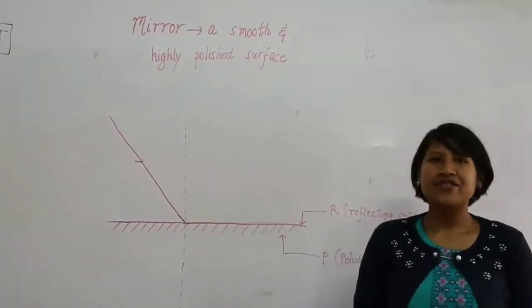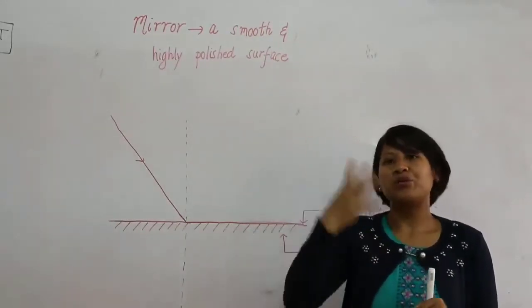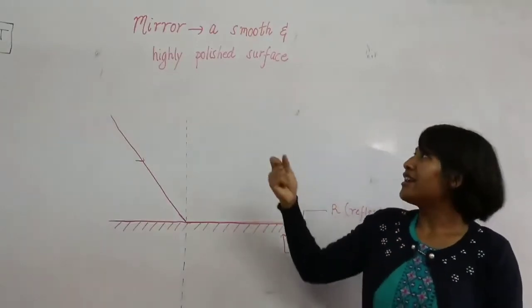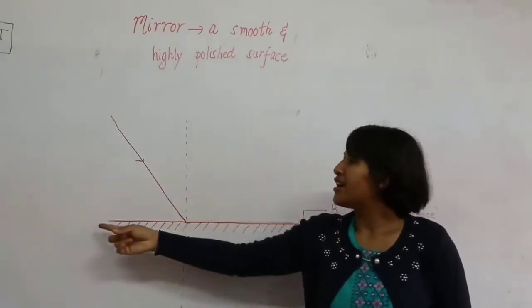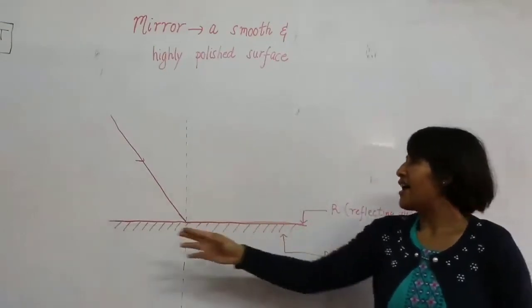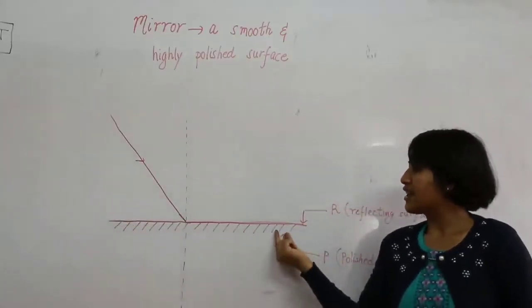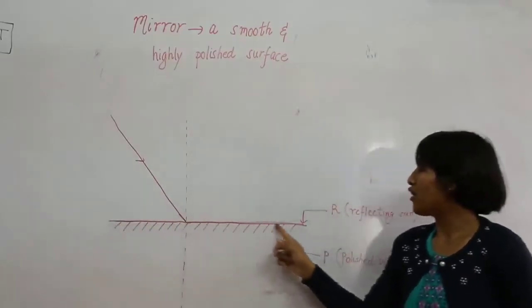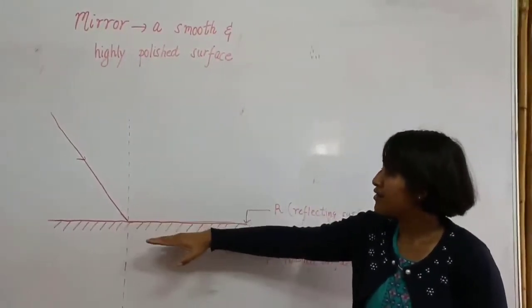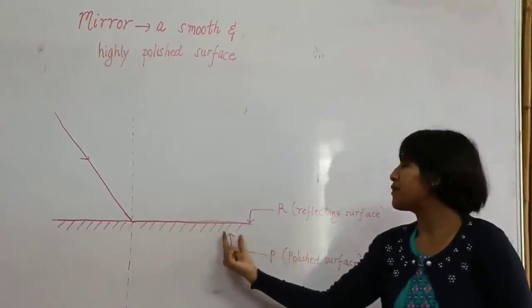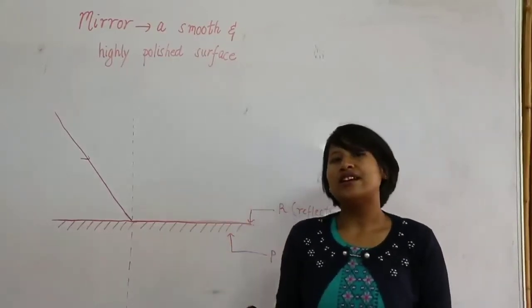Let's take for instance a mirror, the looking glass that we use when we want to see ourselves, right? Now a mirror is defined as a smooth and highly polished surface. But to represent it, it is drawn by a straight line, and then with some lines here. Now this part is called the reflecting surface, which means the reflection takes place on this surface. But this part represents the polished surface, P. Now the detail about mirrors will be done in a later section.